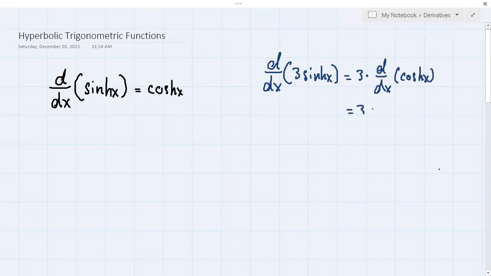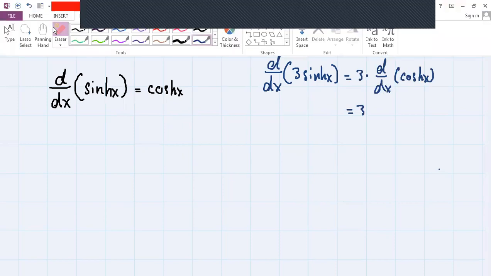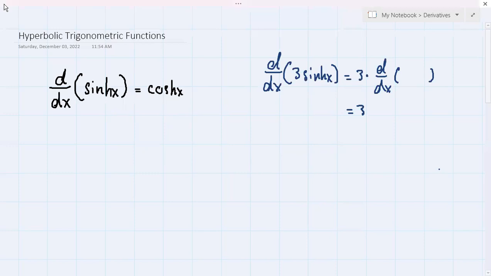So in here, 3 times, ay, bakit cosine hx? Sine hx to dapat eh. Forgive me. Yeah, sine hx. Okay, so derivative ng sine hx, so this is cosine hx. So combined together, yan na yung sagot mo. 3 times cosine hx. So that is your answer.